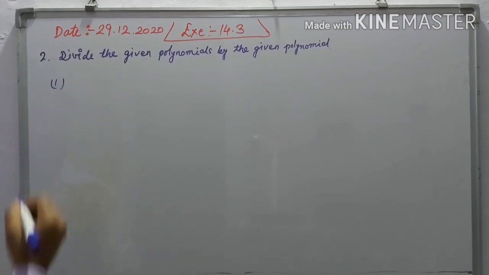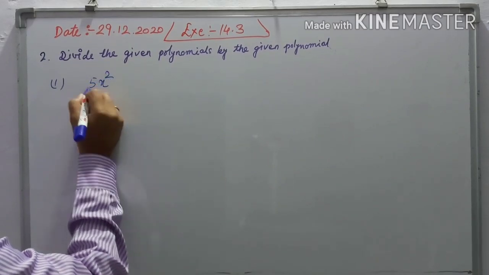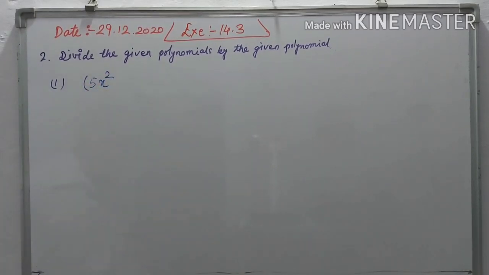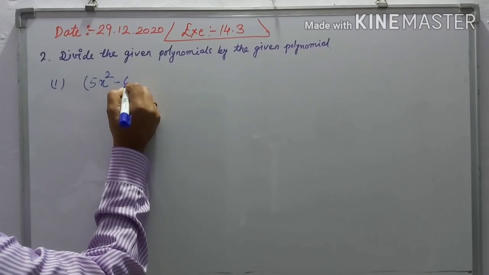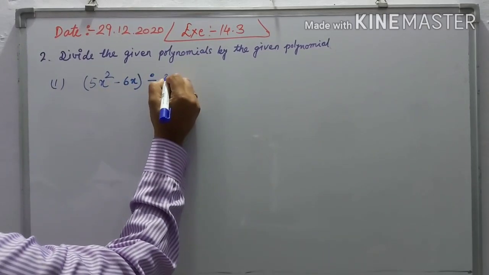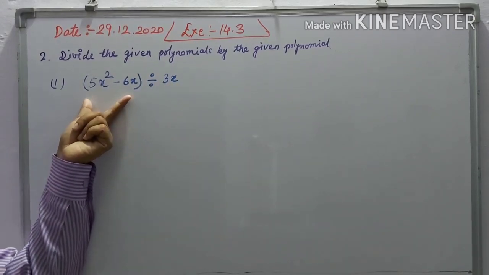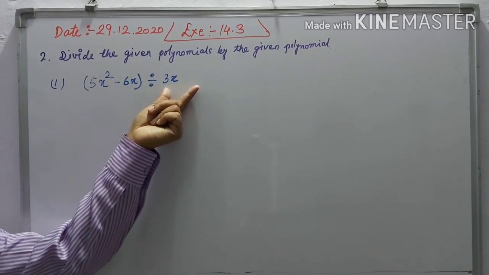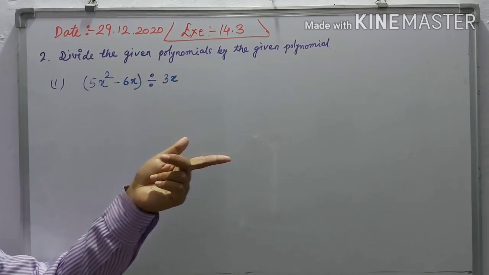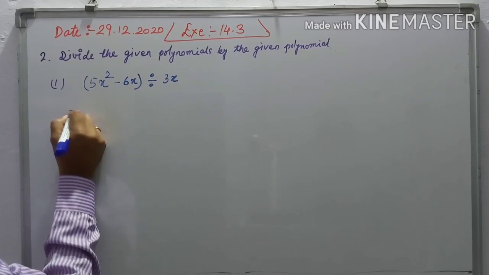Now the first question of the next part is 5x square minus 6x in the bracket, divisible by 3x. Here the question is a binomial term divided by a monomial, and the first question will be solved monomial to monomial.